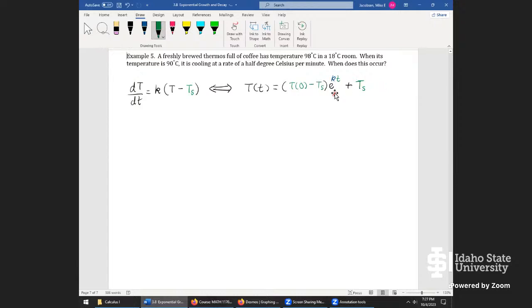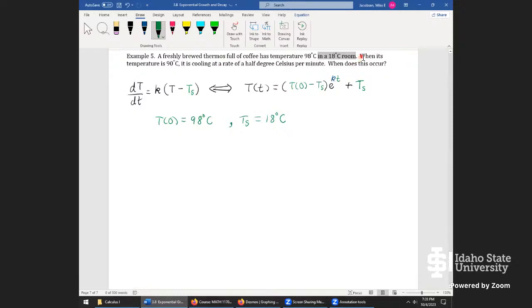Now let's read through the problem and see just what's going on. So we have a value of 98 degrees Celsius, but when they said freshly brewed, they were hinting at us that that's an initial value right here. The initial temperature, T of 0, is 98 degrees Celsius. Then it says, we took it to an 18 degrees Celsius room, so that's going to be surrounding temperature. So T sub S for surrounding temperature is 18 degrees Celsius.